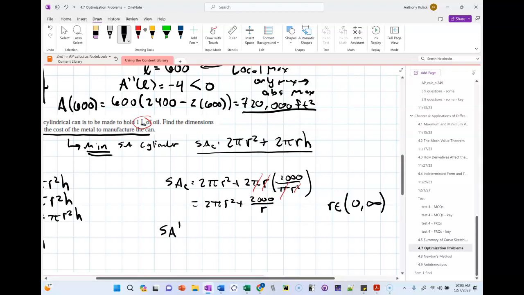All right. So my derivative of surface area is going to be 4 pi r. No, don't do a quotient rule here. Flip it.